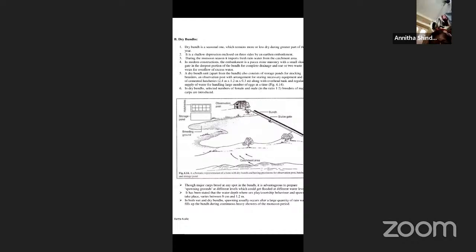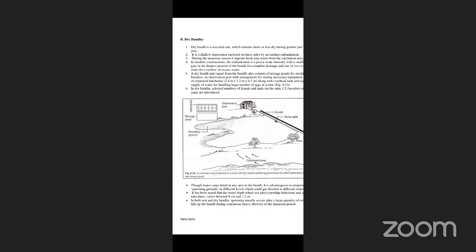Okay, now next is about the dry bund. The dry bund is a seasonal one, which remains more or less dry during a greater part of the year. The farmers will build this bund, like a tank. They will build this tank.